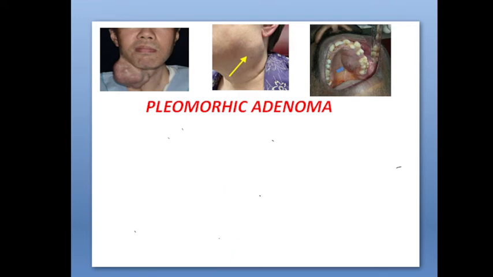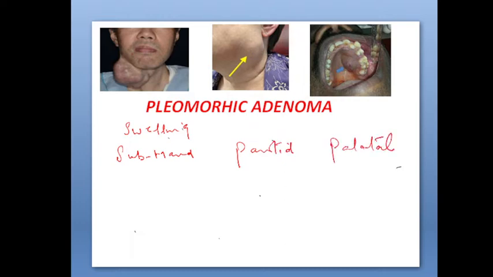Today we are going to discuss the concepts of pleomorphic adenoma. Now here I am showing you three pictures. All these three pictures depict swelling, one in submandibular region, one in parotid region, one in palatal region. Second most important point is that here the size is very large, here it is medium or small, and here the size is very small.